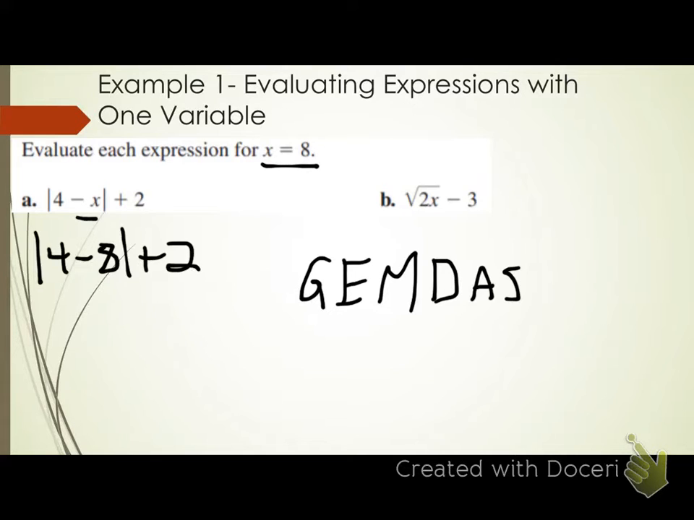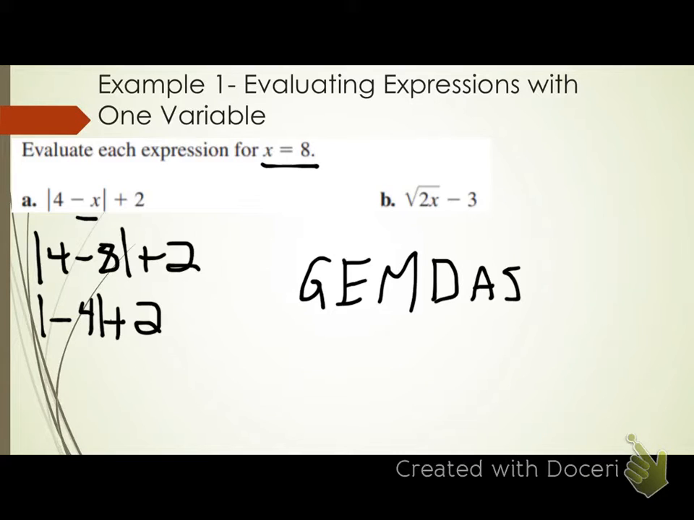Yes. I do. I've got my absolute value, don't I? My absolute value bars. Those are grouping certain values together. So I need to do what's inside my absolute value first. So what's 4 minus 8? Negative 4. Questions there?